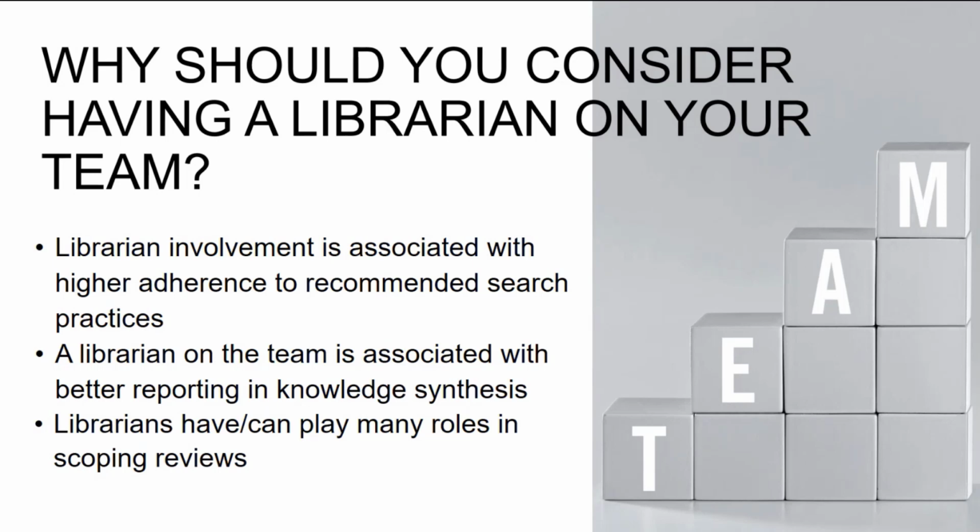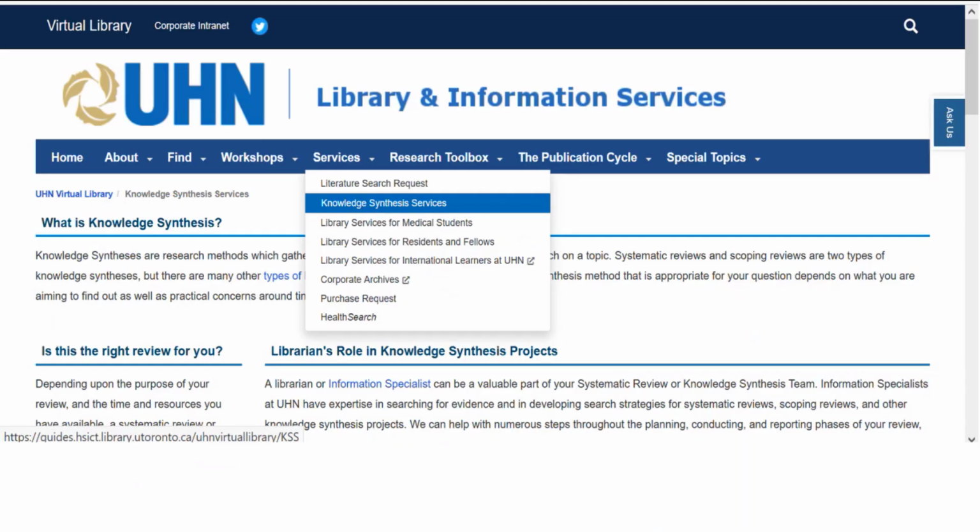Librarian participation in the knowledge synthesis process ensures that published review search strategies are of high quality and better search reporting in knowledge synthesis. If you partner with one of the librarians at UHN for your scoping review, we do the search for you. For more information on how librarians provide support for knowledge synthesis at UHN, check out our Knowledge Synthesis Services page. When you go to UHNLibraries.ca, under Services, you will find the Knowledge Synthesis Services page. If the principal investigator wants an information specialist as part of the scoping review team, we have a work plan that will need to be completed and submitted at the time of the request.